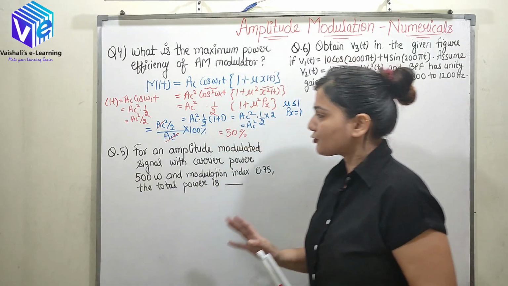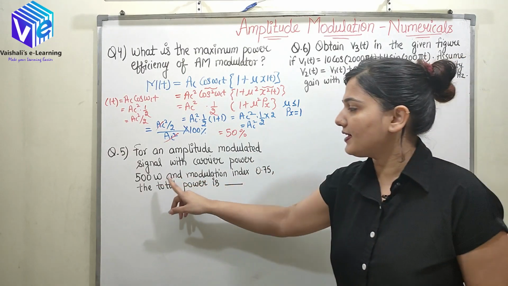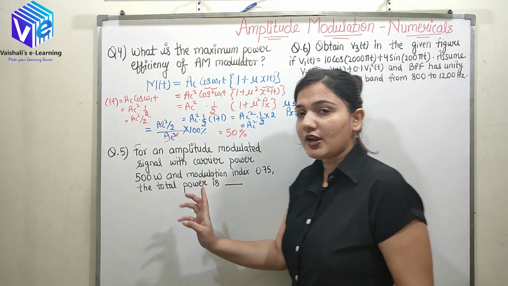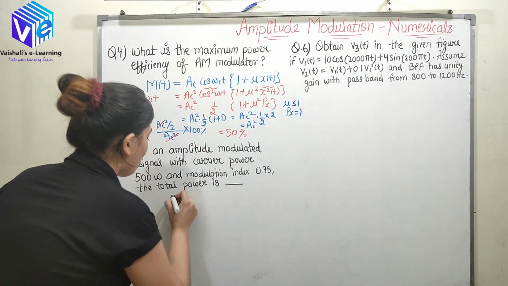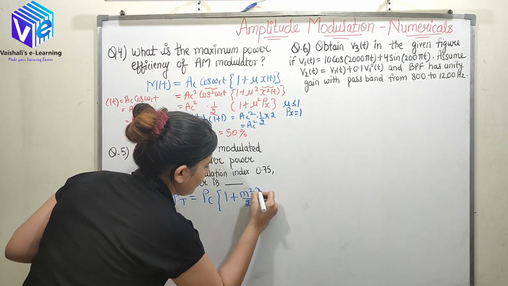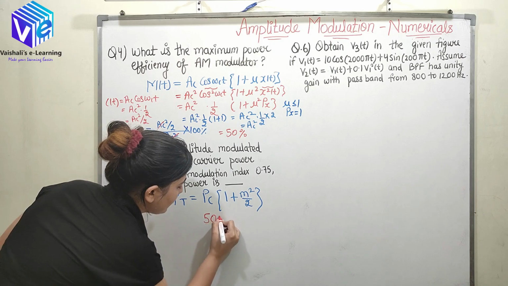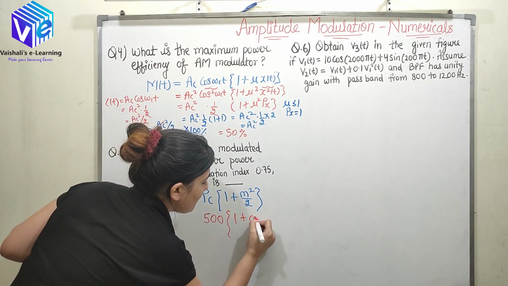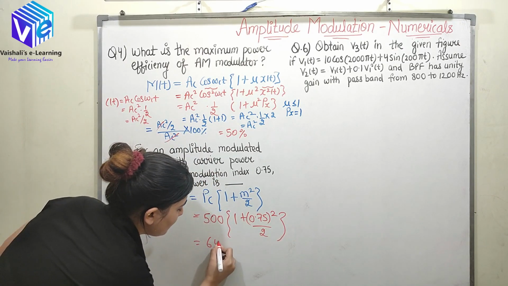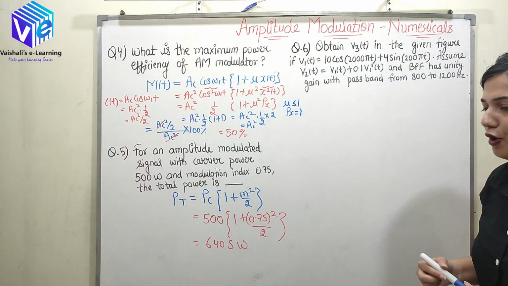Now coming to the next question, it states: for an amplitude modulated signal with carrier power 500 watt and modulation index 0.75, the total power is? So I know the formula of the total power. Total power is equal to carrier power times (1 plus m square upon 2). So this is the formula. I know the carrier power is 500, m is 0.75. So it is really simple. You will find it out, and you can verify the answer. The answer will be 640.5 watt.